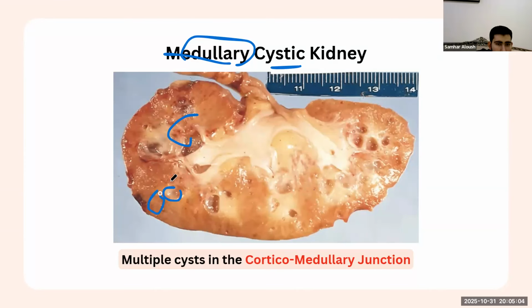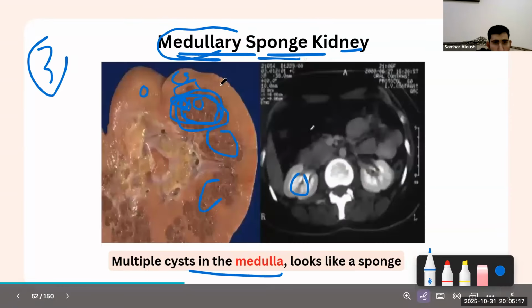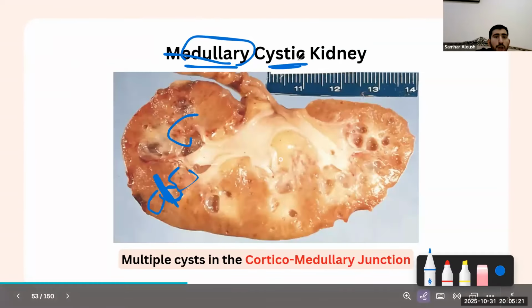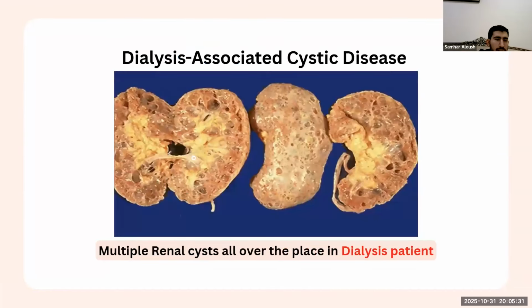Meaning between the cortex and the medulla, at the border between them, there is a cyst. Like this, one cyst, two cysts. They don't look like a sponge. Do you understand what I mean? That's why it's medullary cystic kidney. I want to differentiate: medullary sponge kidney is multiple cysts in the medulla that look like a sponge. Medullary cystic kidney is a cyst in the corticomedullary junction, just one or two cysts, so it's not spongy. Okay? That's it for medullary cystic kidney.